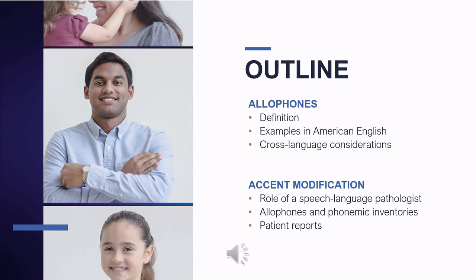Here is a brief outline of this presentation. First, I'm going to introduce allophones and provide some examples in American English. Then, I will discuss some cross-language considerations. Next, with the collaboration of Amber Meadows-Yusko, I will provide information on accent modification, a treatment provided by speech-language pathologists. I will describe how we use our knowledge of allophones and phonemic inventories to improve speech intelligibility and quality of life for non-native English speakers.